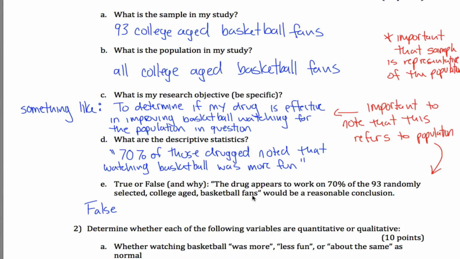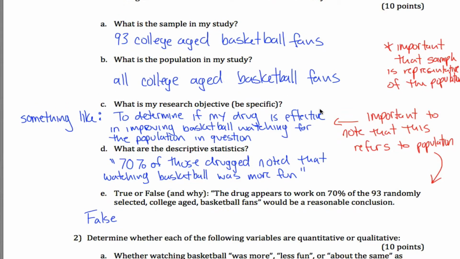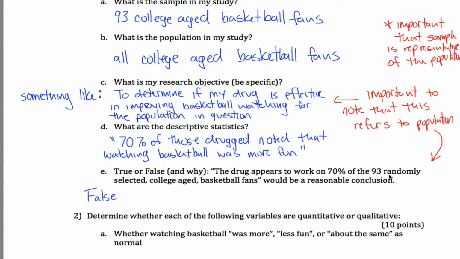However, that is not a conclusion because the conclusion must refer to the population. This does not refer to the population. This refers to the sample. My sample is the 93 college-age basketball fans. This refers to just the 93 randomly selected college-age basketball fans. False. Conclusion must refer to population, not sample.